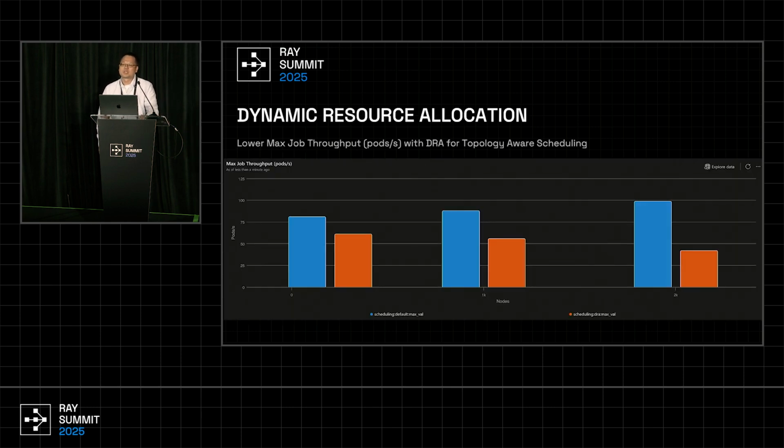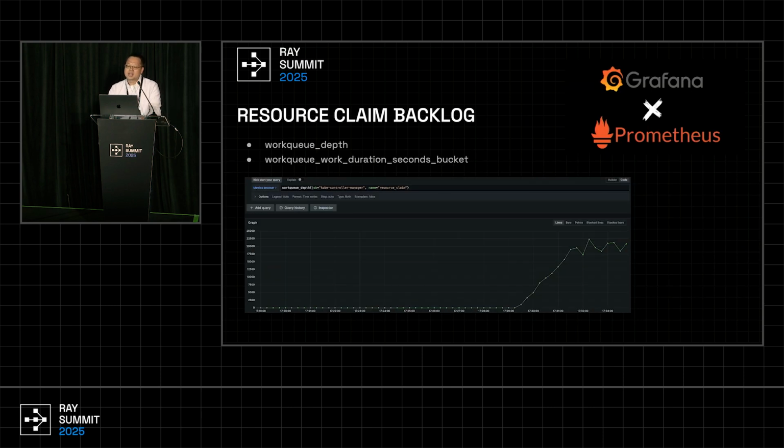Here's one example test result showing how topology-aware scheduling enabled by dynamic resource allocation could lead to lower maximum job throughput, measured by number of pods per second. What's more concerning is that as the cluster size increases, this throughput gap actually becomes even bigger. So why is that? Analyzing the metrics reveals there's a substantial backlog of resource claims for the Kubernetes controller manager to process before a Ray pod can even be scheduled and executed.